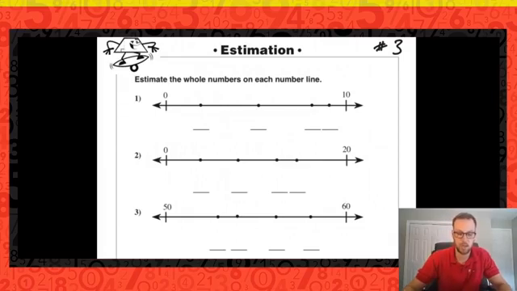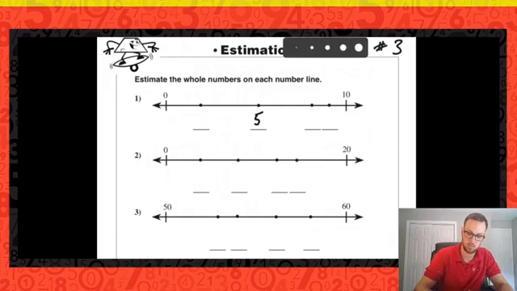So let's go ahead and get started on this. Looking at our number lines again, we're going to be estimating what each point is going to be, always liking to start off with our midpoint if we can, and this one looks like it's exactly in the middle between 0 and 10. So that's going to be 5.